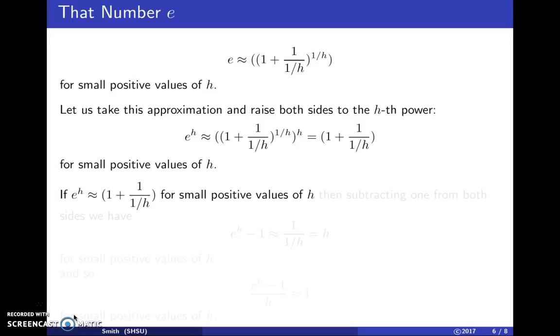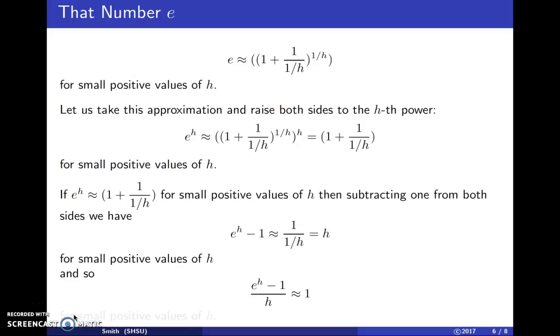Now, if e to the h is this thing, then subtracting 1 from both sides, we have e to the h minus 1 is h, as long as h is pretty small. So e to the h minus 1 divided by h should be close to 1. We've taken the definition of e using n going to infinity to rewrite it and say that whatever e is, e to the h minus 1 over h, as long as h is small, should be close to 1.